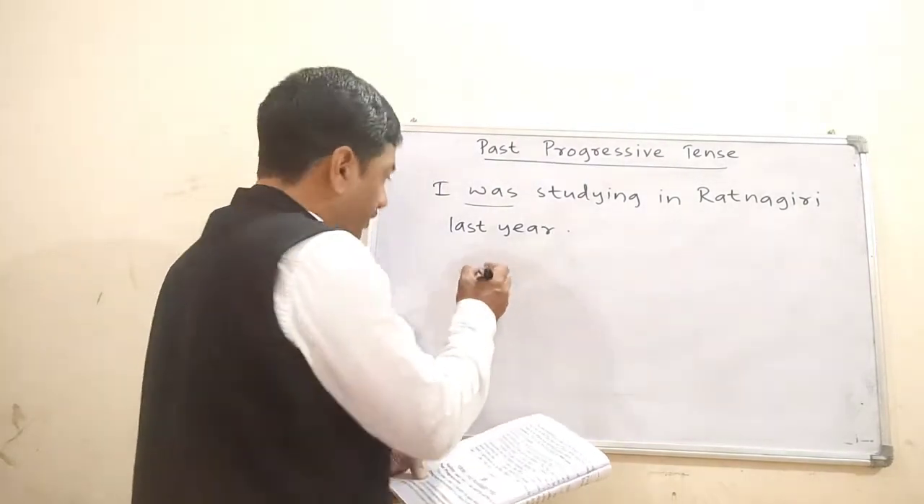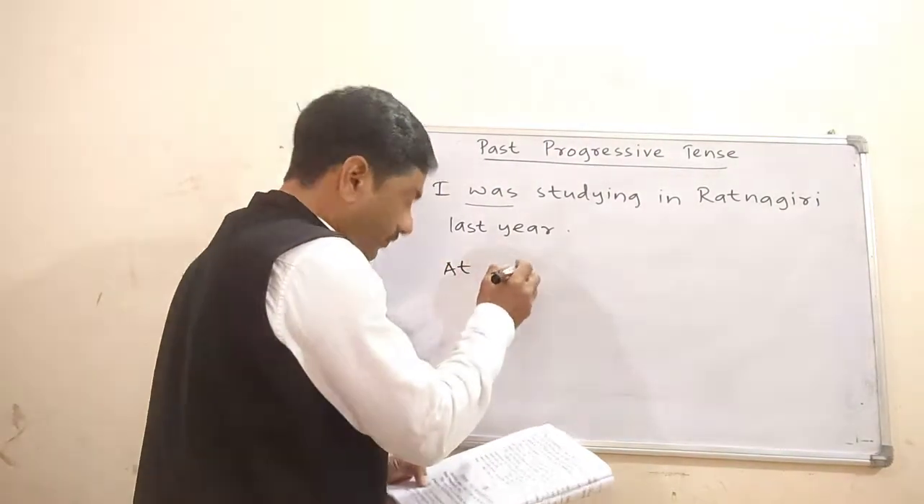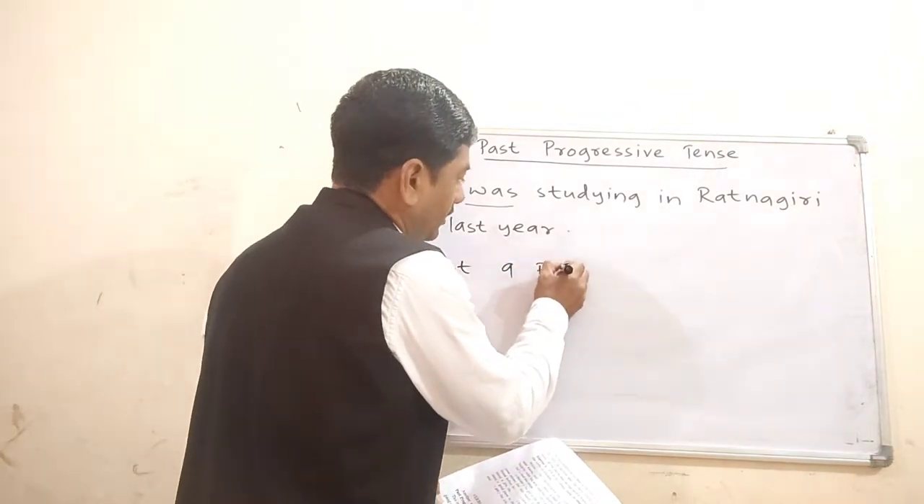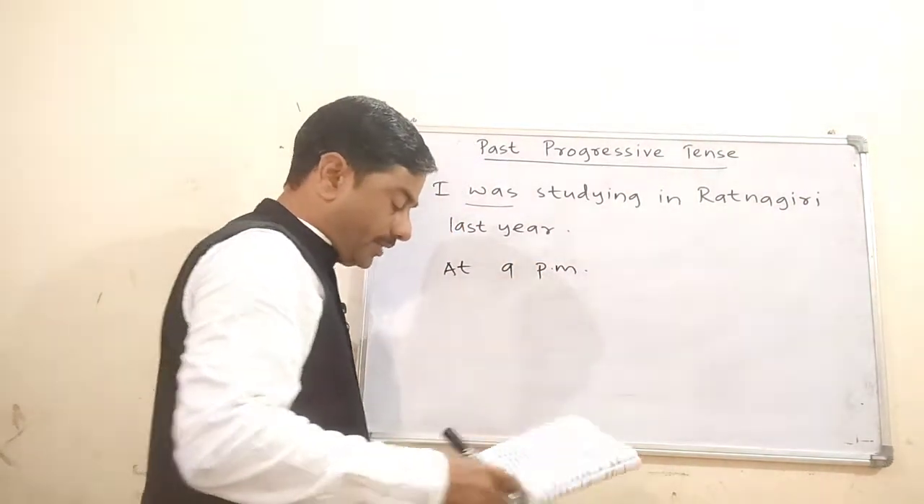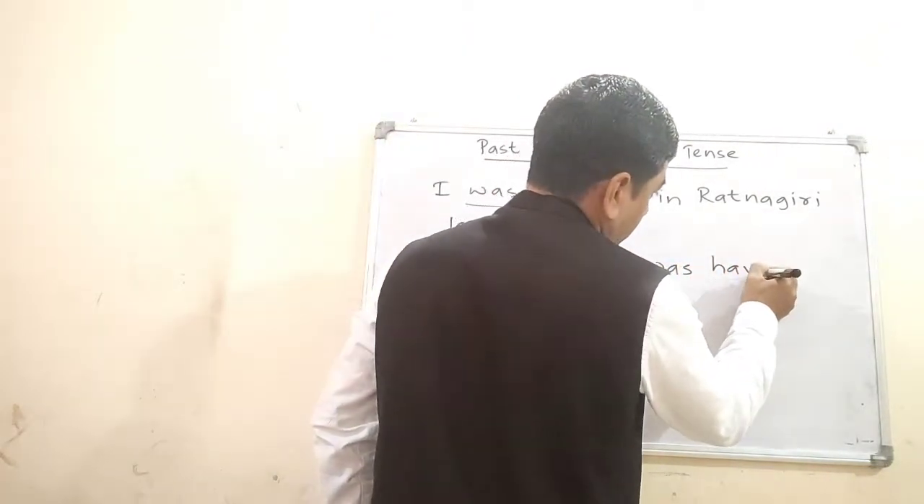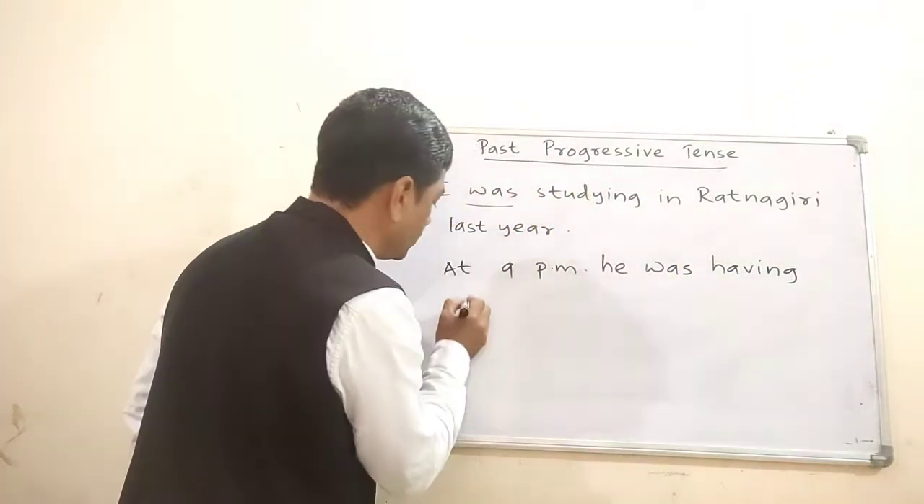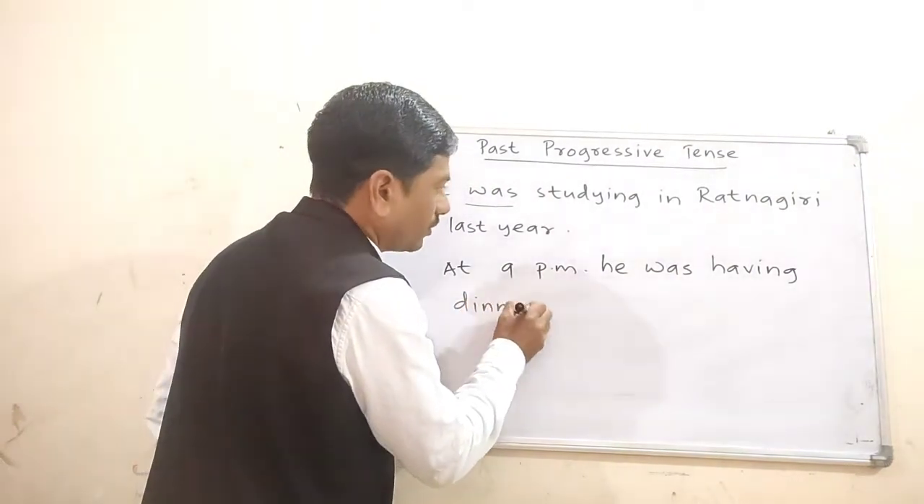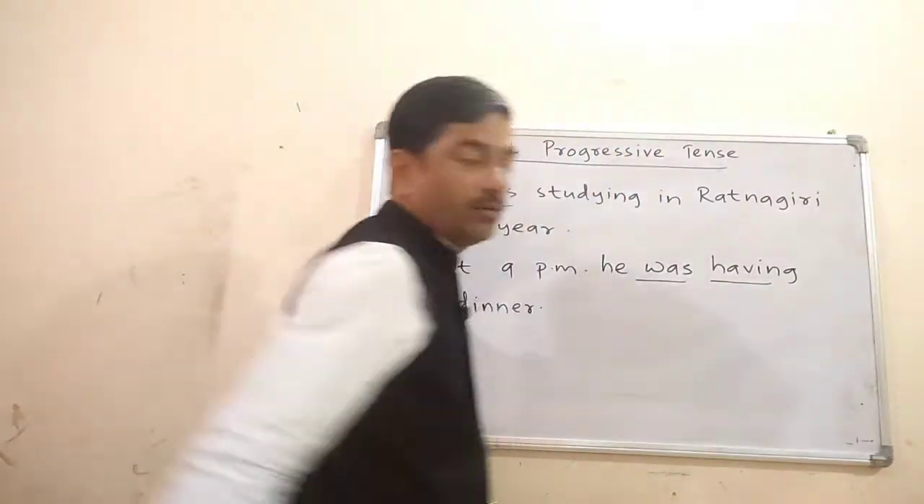At 9 p.m. he was having dinner. He was having dinner. So in this sentence also, was and the ing form of the verb.